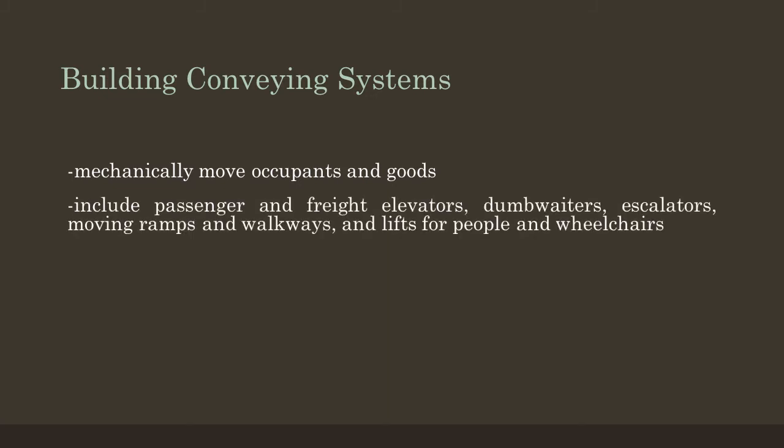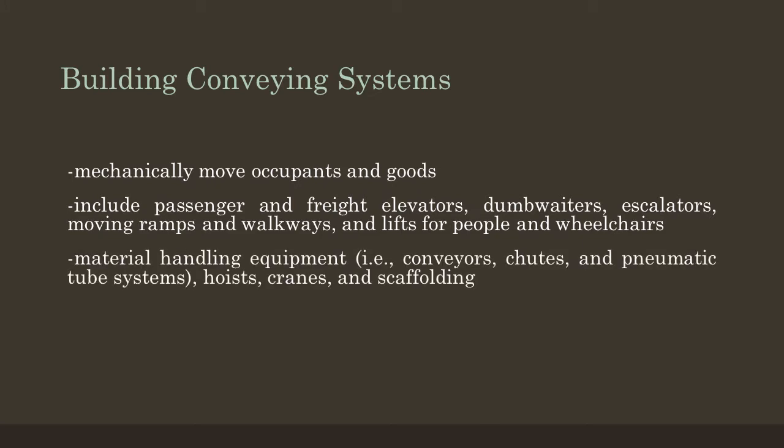In buildings, systems may include passenger and freight elevators, dumbwaiters, escalators, moving ramps and walkways, and lifts for people and wheelchairs. Business and industrial operations may require specially designed material handling equipment, hoists, cranes, and scaffolding. Facilities on large sites may have monorails and other types of people movers.